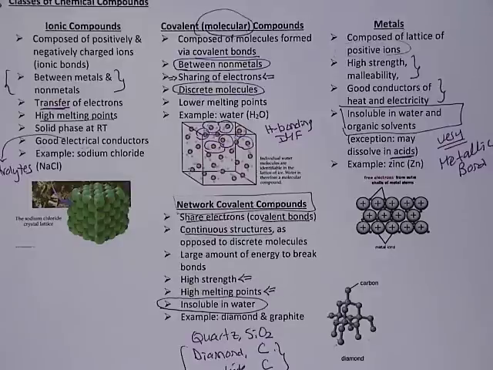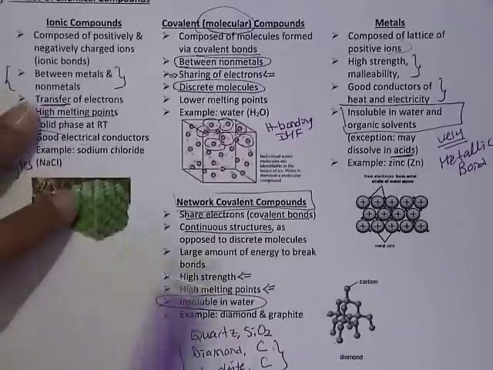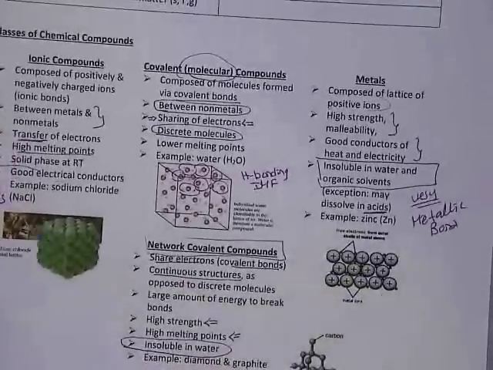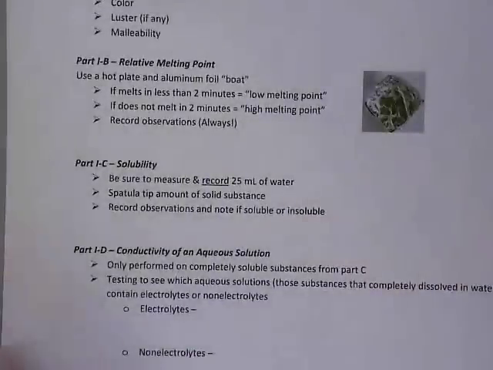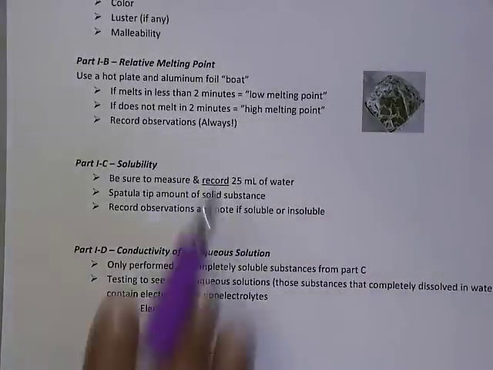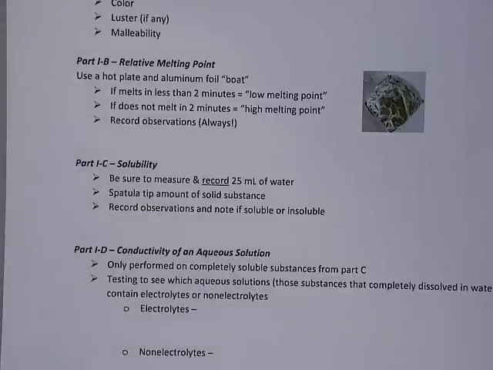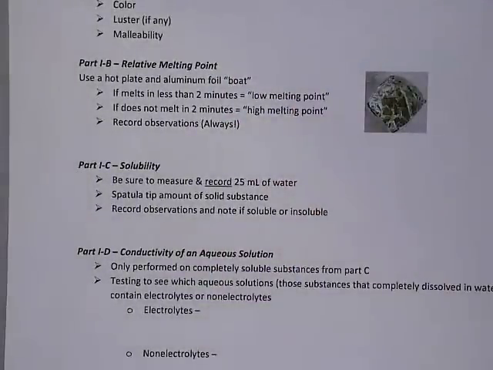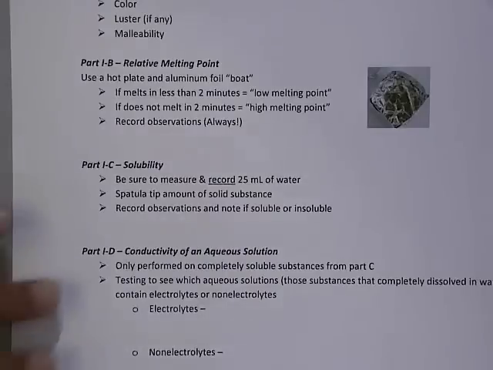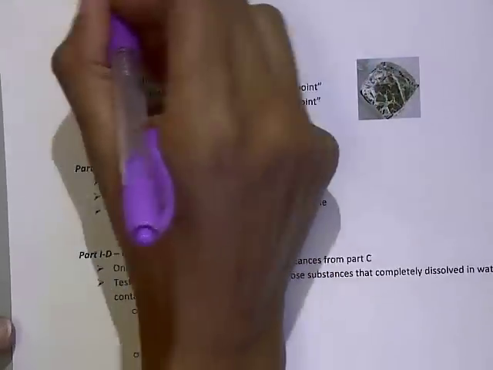Again, please take a look at the 3D models that we're going to have for you in lab just to better visualize what the differences are specifically between ionic compounds, network covalent, and metallic compounds. All right, now let's go on to the individual parts of this experiment. We have 2 parts for this experiment, 4 parts in part 1, 2 parts in part 2. So part 1 is the determination of intermolecular attractions.